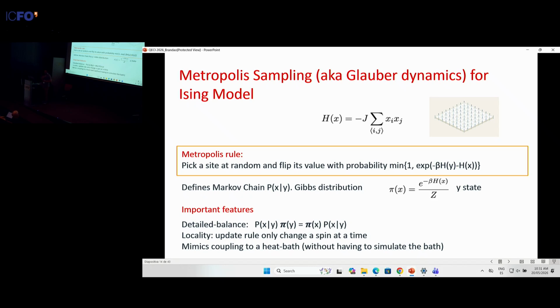And second, and this is maybe a little bit harder to see, it also mimics the coupling to a heat bath. So you're trying to model this process that nature is doing, but without having to include the heat bath directly, just looking at the system.